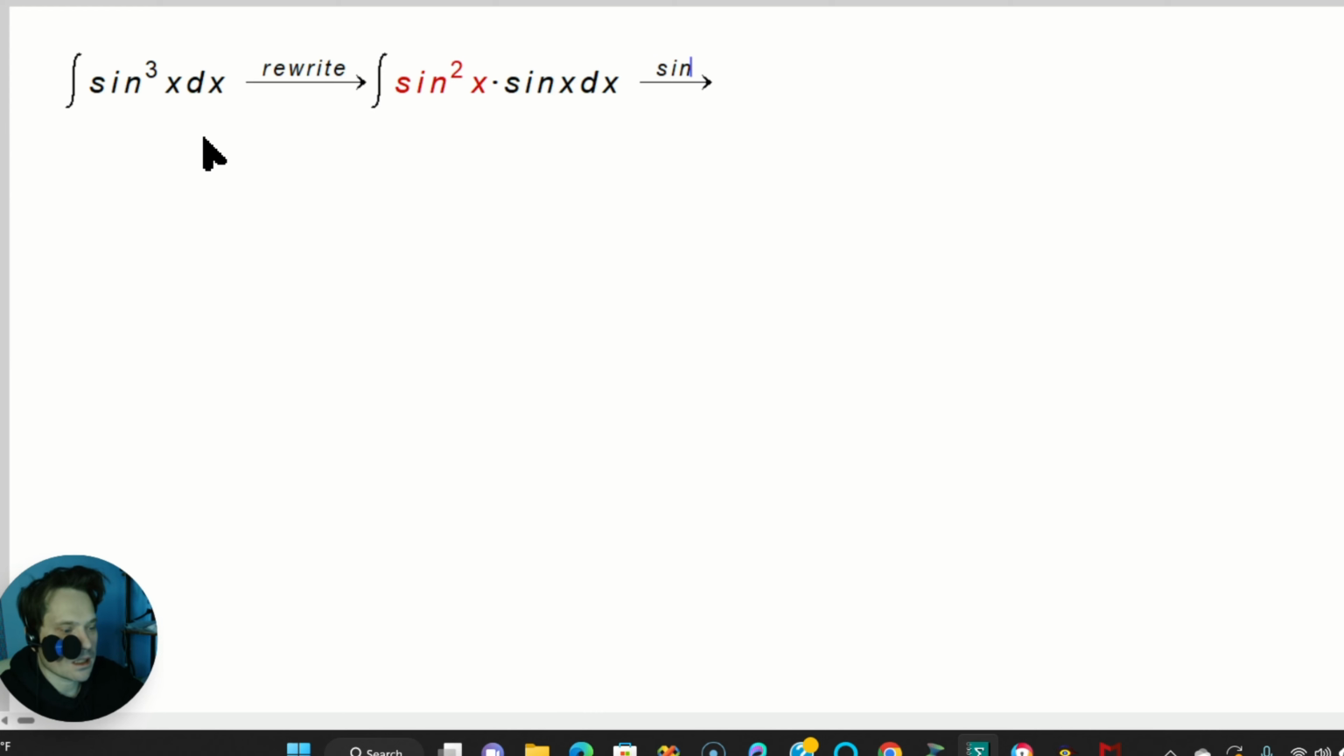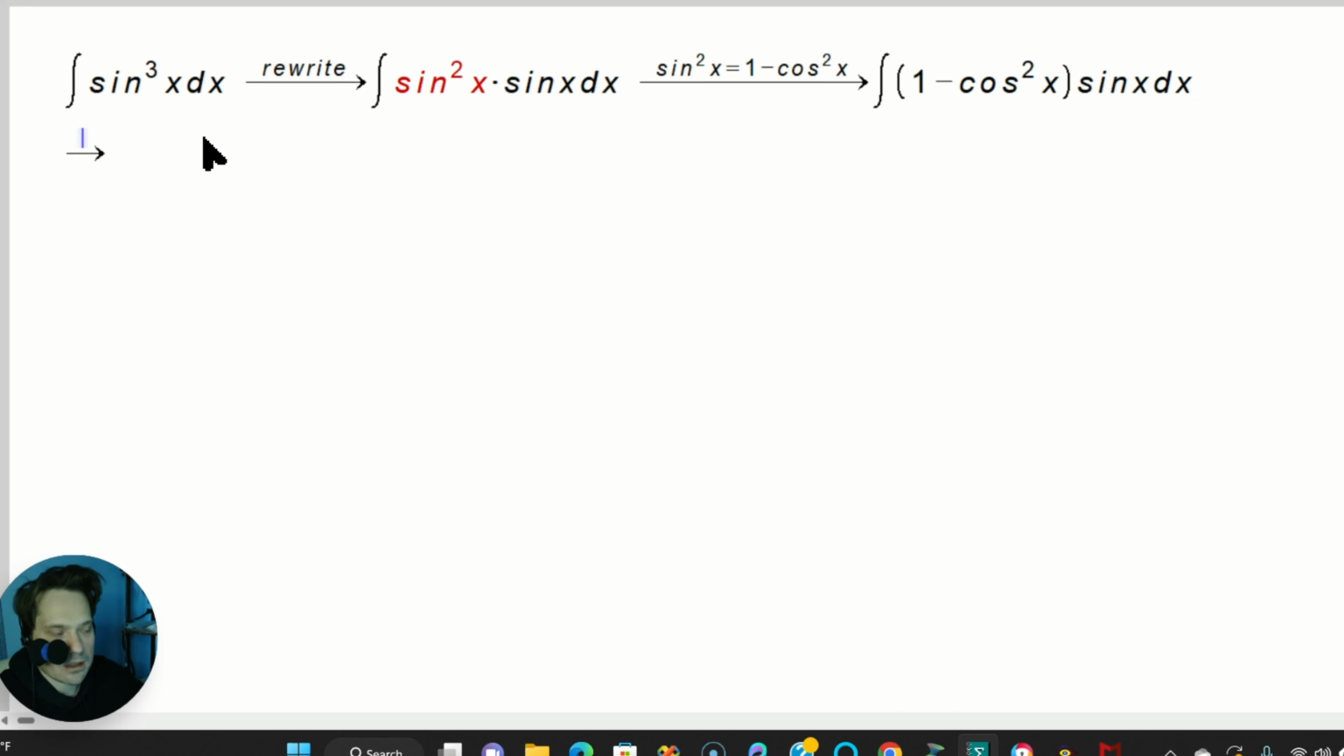So I will say the following. Sin² x, from the basic Pythagorean identity, is 1 minus cos² x. So now actually make that replacement of the red part. It's going to be here within parentheses, very carefully, 1 minus cos² x dx. We'll get to that in a second. Sin x dx like that.